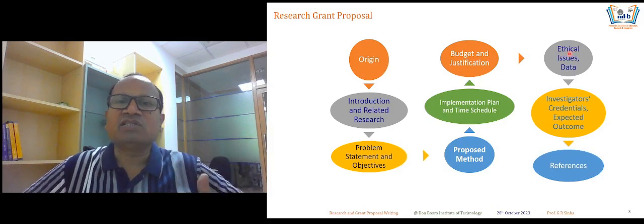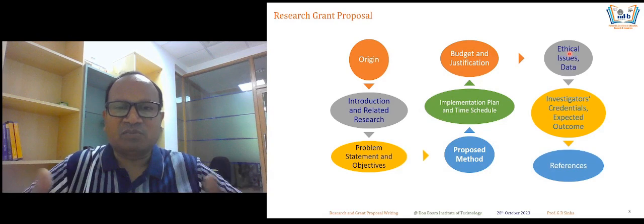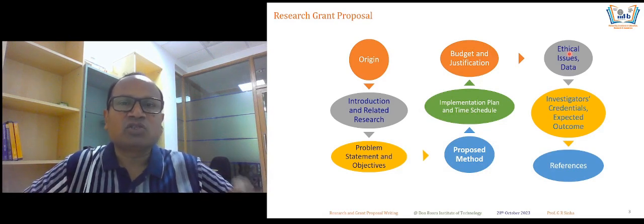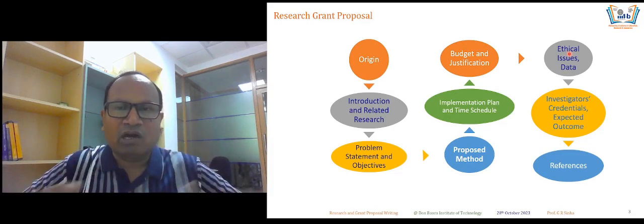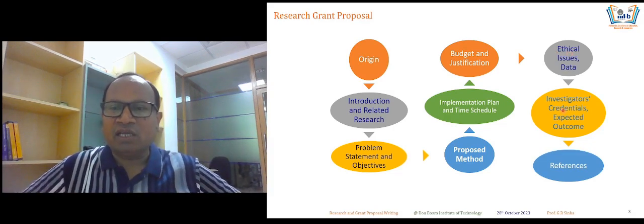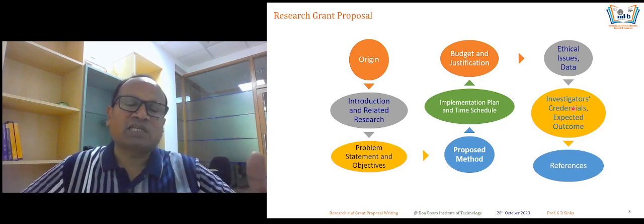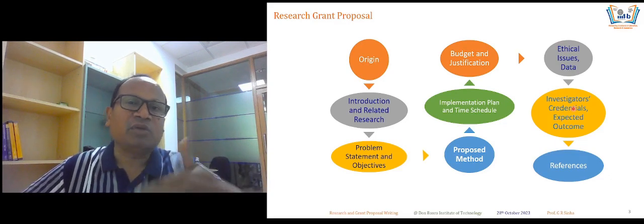Then come ethical issues and data privacy issues. If you are involving some data, some human subjects, some animal subjects, does it involve some ethical considerations? So you have to get ethical clearance approval. All those things you have to write, and then you need to include the investigators' credentials, CV, profile. Why do you believe in yourself? Why do you think yourself suitable for this research grant to be sanctioned for you?